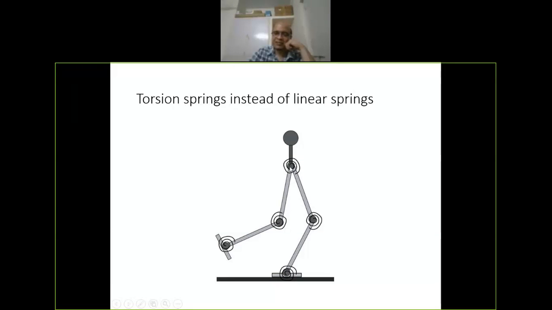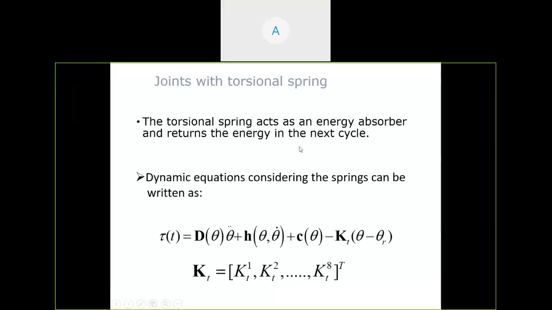So this is a robot where we have an actuator, then there is a torsion spring, and the torsion spring is connected to the motor, and then the other end is connected to the joint. If you put a torsion spring, then the dynamic equation changes like this. So this is D, the inertia, H is the Coriolis centrifugal, C is gravity. Because of the spring, this K_T, the spring constant, will come in, and our dynamic equation becomes like this.